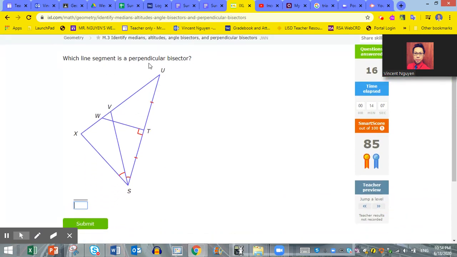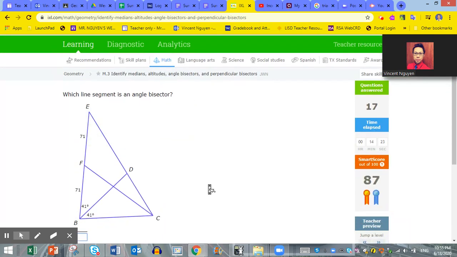A line segment that is a perpendicular bisector. Okay, a perpendicular bisector does not come from the vertex. It just cuts the side in half and it's a right angle. So I'm going to say WT is the segment. Yay.